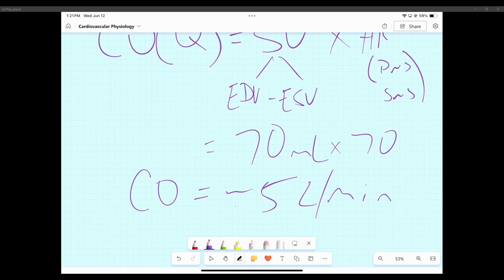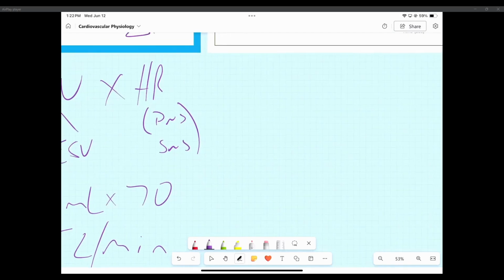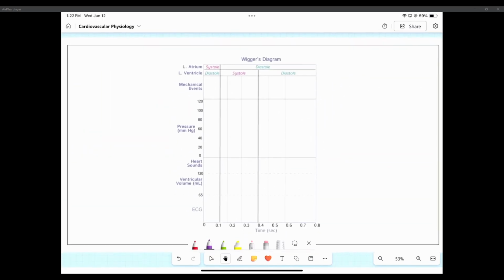And what we're going to be doing now is talking about ways to alter your end diastolic volume and other things that will alter the stroke volume. So if your heart gets weak and stroke volume goes down, what is your body going to do to maintain cardiac output? Raise your heart rate. That's the only way we can get that cardiac output up because stroke volume went down. So let's take a break. We'll come back and we'll draw that Wiggers diagram. Come back at 1:30.